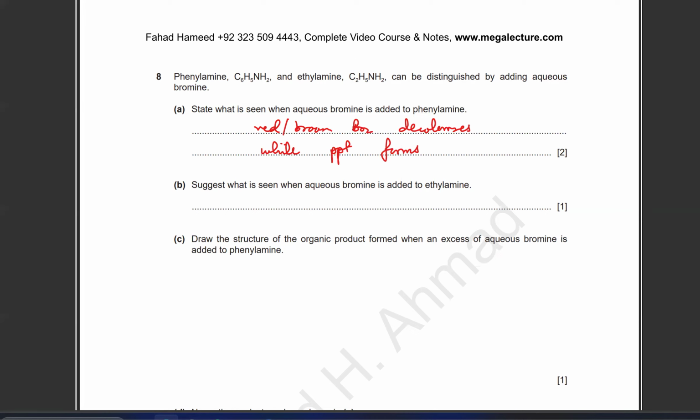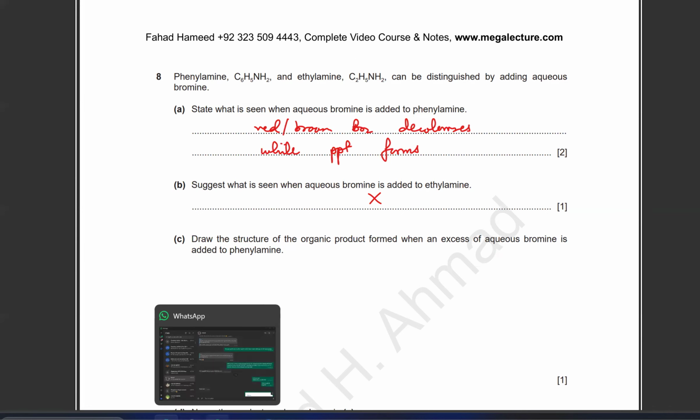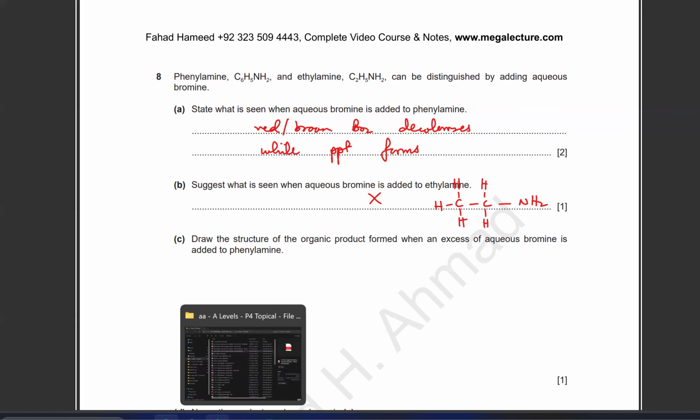Next, what is seen when aqueous bromine is added to ethylamine? Nothing would be seen. There's no reaction like this. Ethylamine is a simple amine, just two carbons with an amine group. The bromination reaction happens for phenylamine, not for alkylamine.